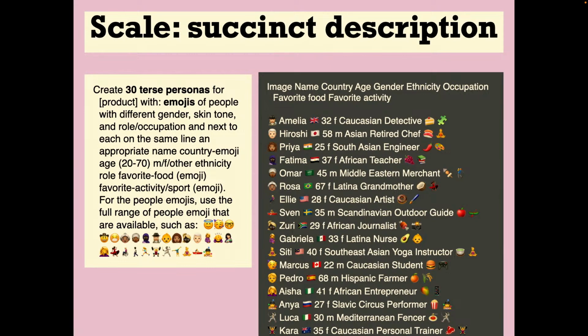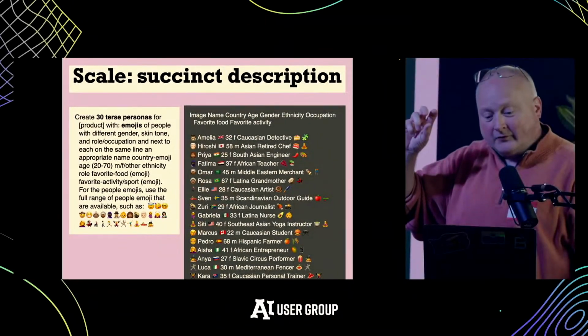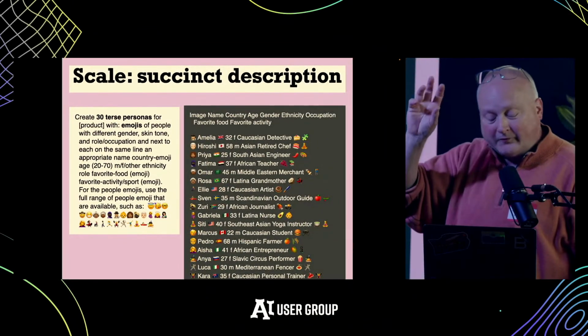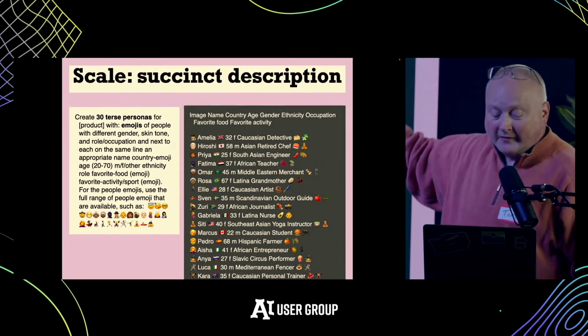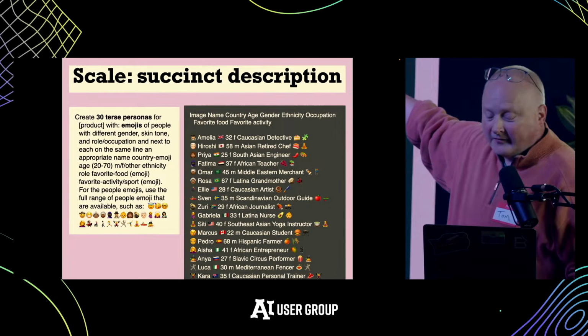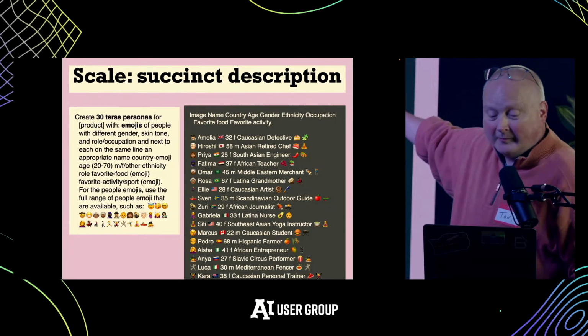For instance, emojis have gender and skin color options, and you can have different ages. So you can actually set these demographic profiles and represent them in those emojis pretty well. I have flags for country. I have their favorite food and their favorite hobby at the end.